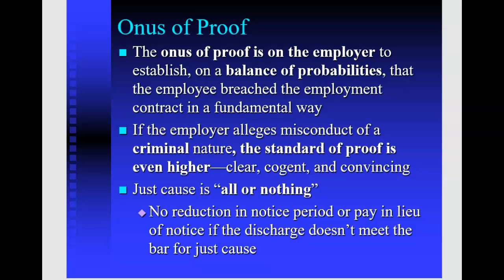Dismissing an employee for just cause is also known as all or nothing. All or nothing means that if you dismiss someone for just cause and you are sued for wrongful dismissal, you will either win or lose. You will either have the just cause confirmed, or if not confirmed, you will have to pay the amount for the reasonable notice. So there isn't a middle way here. It's either all or nothing.